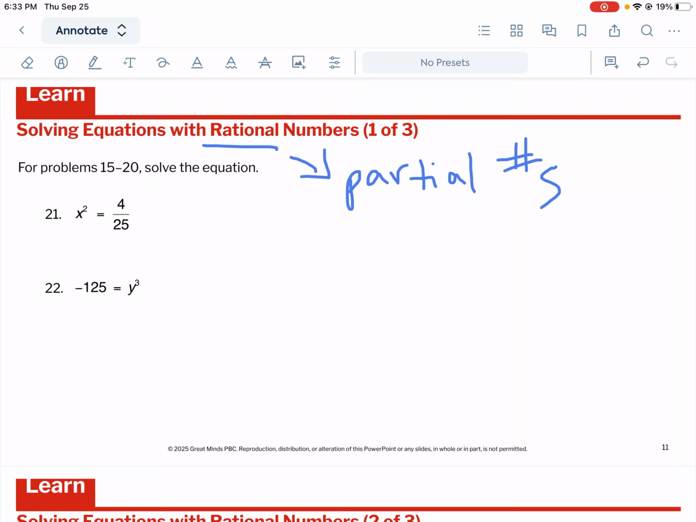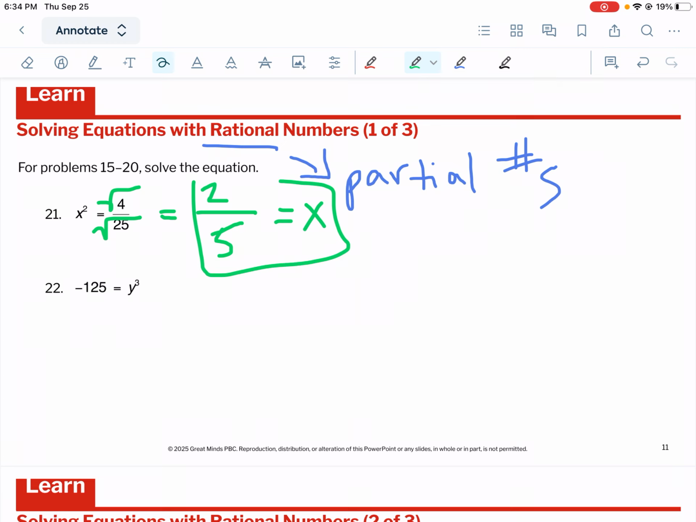For 21, it gives us x squared equals 4 over 25. Because this is a squared value, I know that I'm going to need to square root both of these numbers individually to get the resulting x value. If I square root 4, I know that 2 times 2 is 4. So my square rooted value will be 2. If I square root 25, that'll give me 5. Why? Because 5 times 5 is 25. So x equals 2 over 5. Done. Okay.